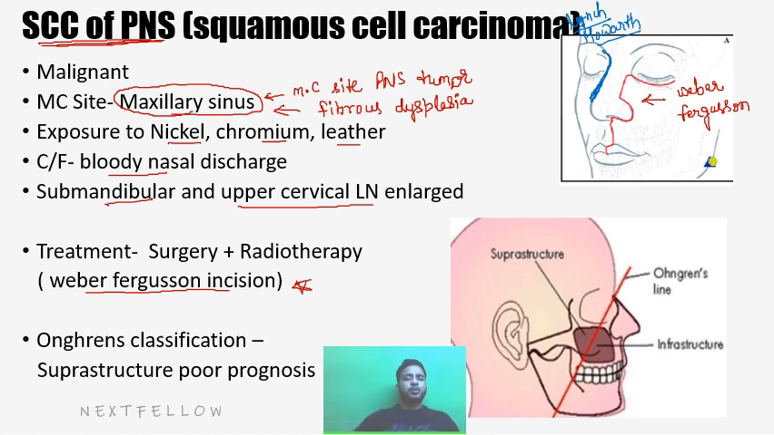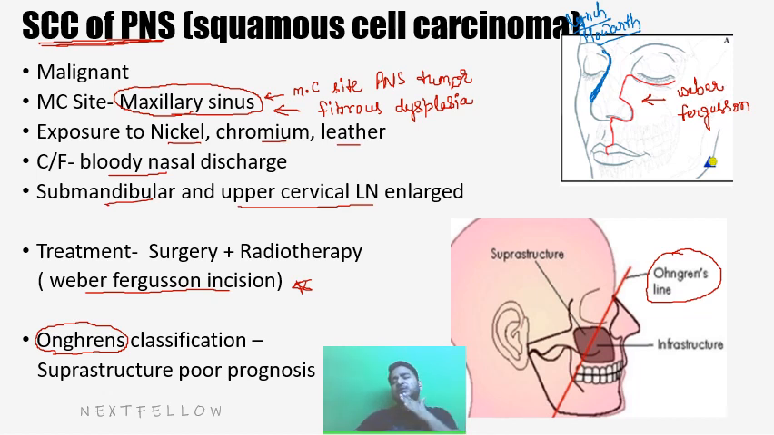Okay. Now there is one classification, the Ohngren classification. Ohngren was a scientist who gave a classification. He drew a line from the medial canthus going towards the angle of the mandible. You can see in the picture, this is known as Ohngren's line. Any tumor above this will have a worse prognosis.